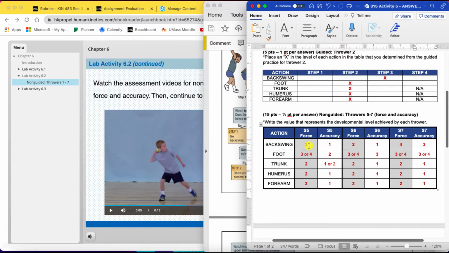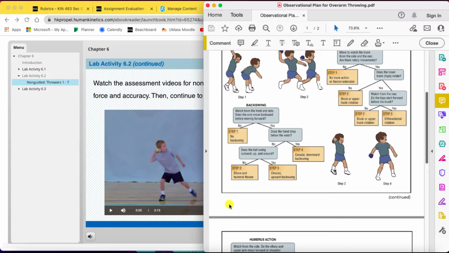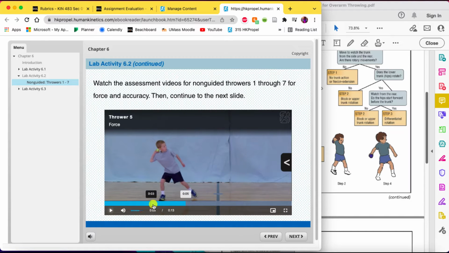Thrower 5's force throw should have had a backswing categorized at step 3. So step 3 would be a circular upward and backward swing. The first thing we look for is if the arm moves backward before it goes forward. And if it does, does the hand drop below the waist? So if we go to our throw, we can see the arm does move backward before it goes forward, and it does start by dropping below the waist.